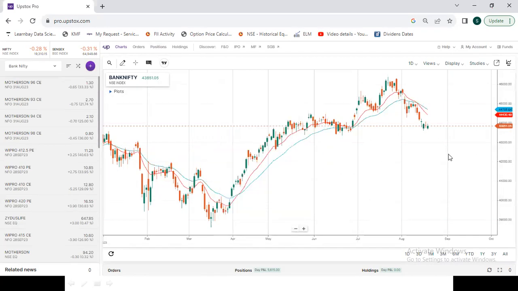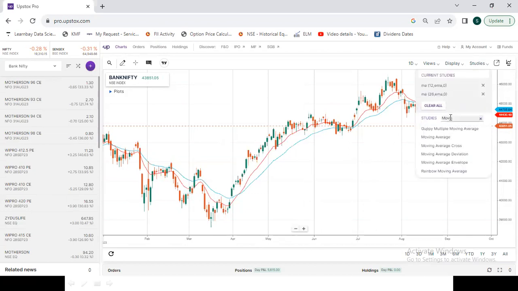Okay. This is your 12 and 26. Okay, 12 and 26 moving average setup. What I'm going to do, I'm going to add MACD now. Moving average is done. I'm going to add MACD because I've taken 12 and 26 as a moving average. So the difference between these two moving averages is my MACD.